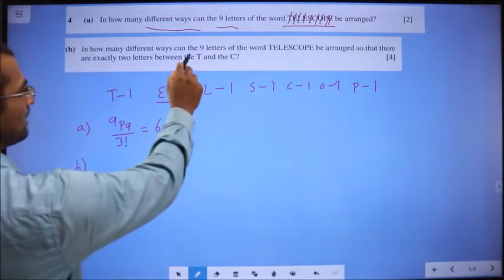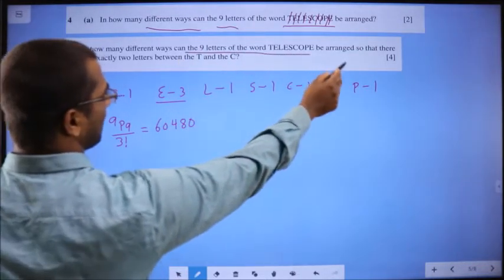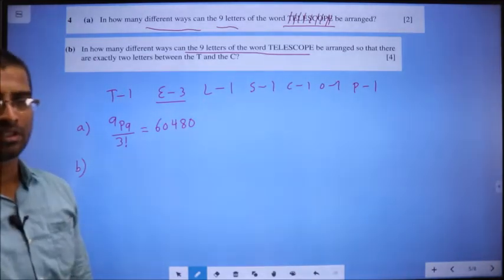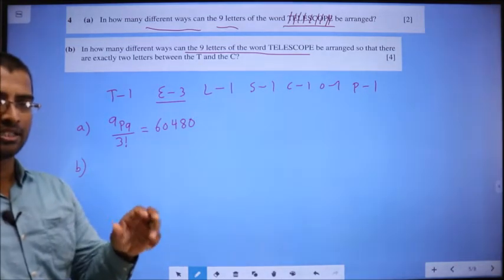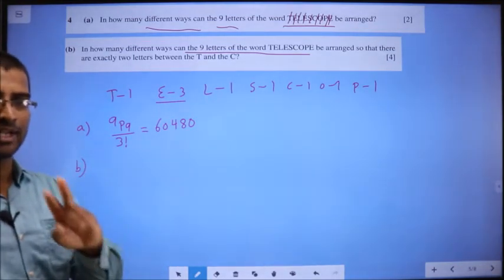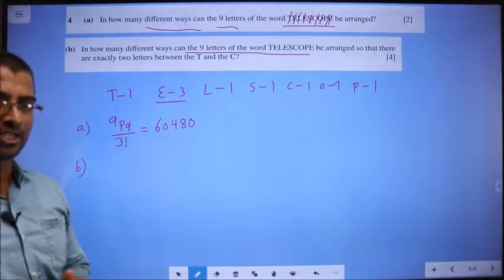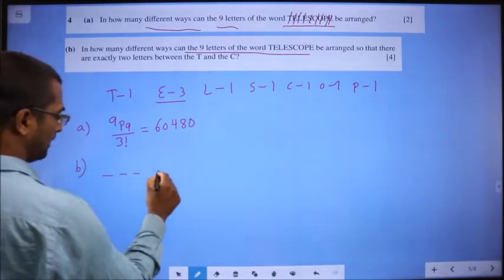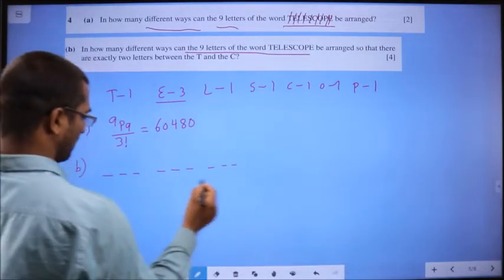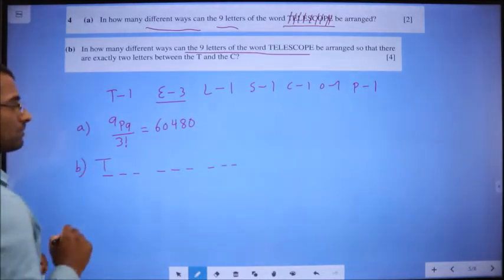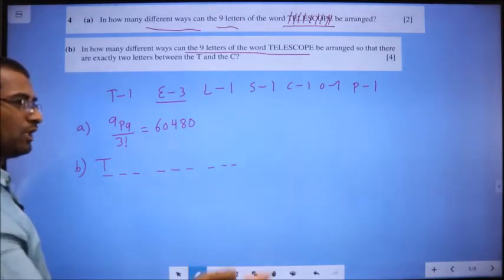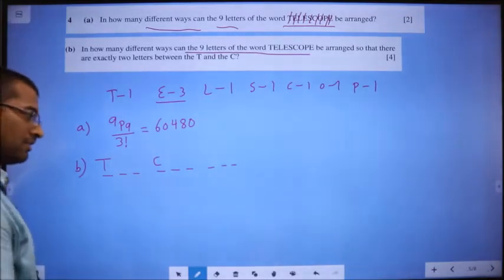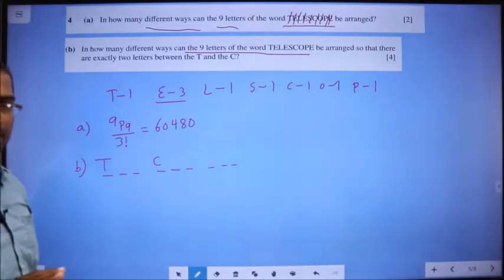In how many different ways can the 9 letters of the word telescope be arranged so that there are exactly 2 letters between T and C? I should make sure that between T and C there are always exactly 2 letters present. And how do I make sure that? In this way. Listen. 9 letters, so put 9 blanks. If T, I am fixing it here. C should be after 2 letters. That means after 2 blanks. So C, I am fixing it here. Right? This is one possibility.